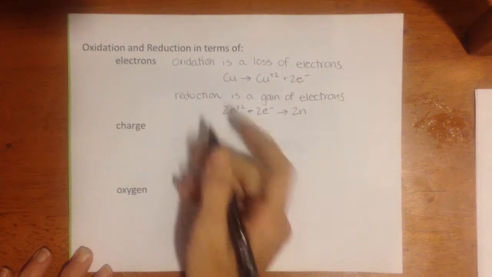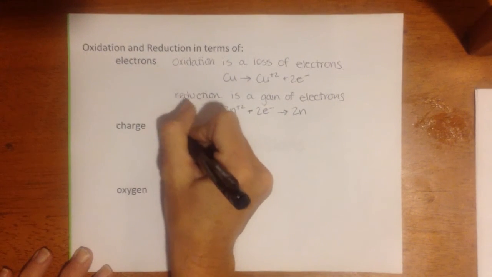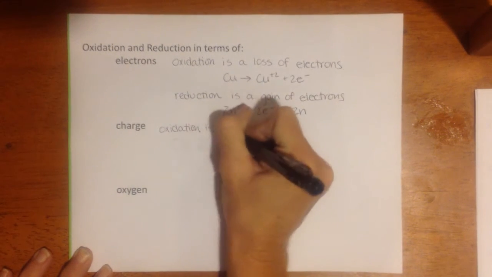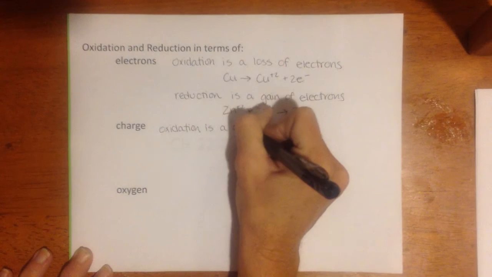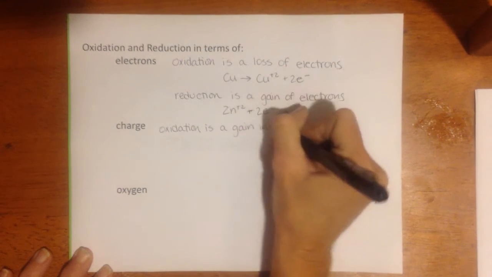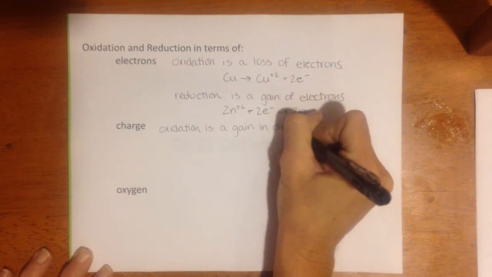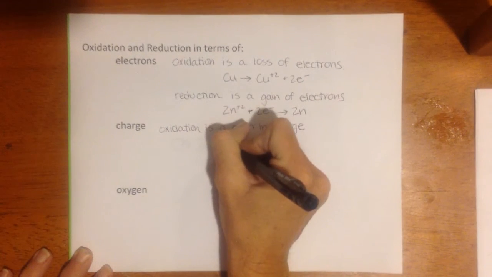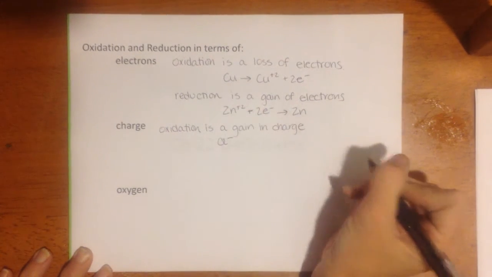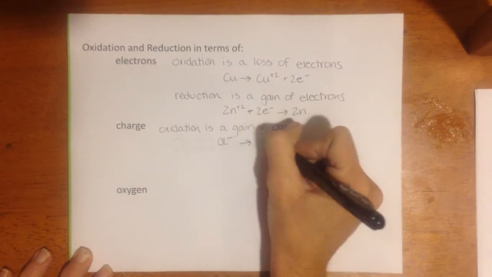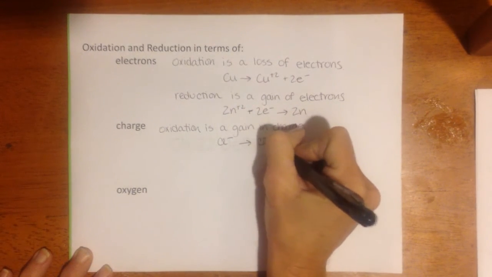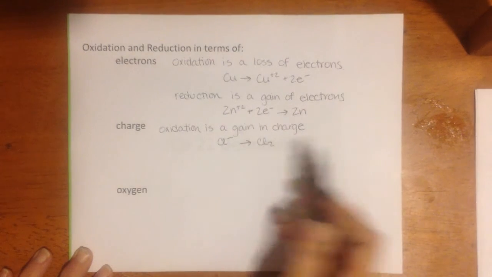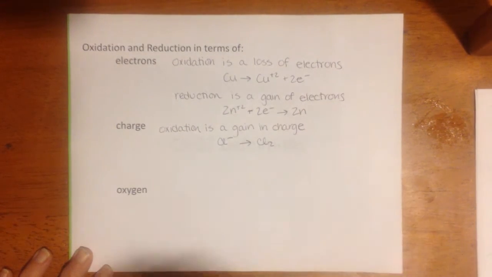In terms of charge, oxidation is a gain in charge. For instance, if Cl minus turns into Cl neutral, it went from -1 up to neutral 0.